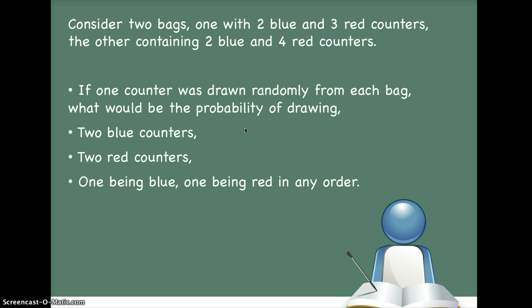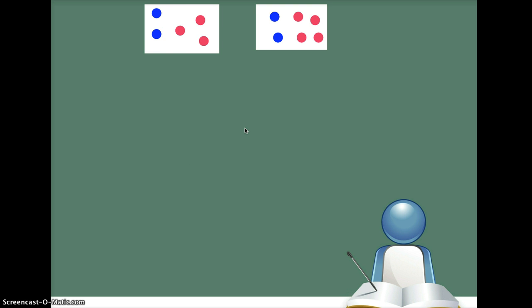Okay. So what I'm going to do is draw the two bags. Here's the first bag and here's the second bag. So in the first bag you have 2 blue counters and 3 red counters. Sorry, it looks like pink. Okay, this is the best that I can do. And then on the second bag you have 2 blue counters and 4 red counters.